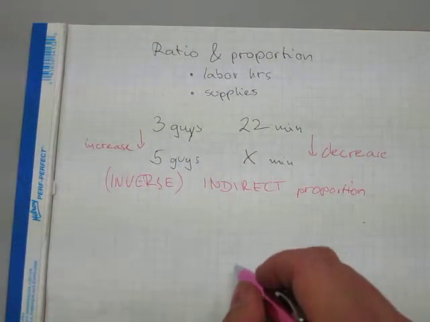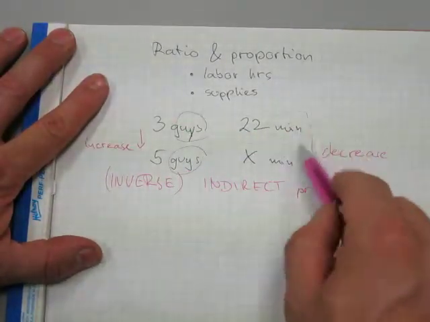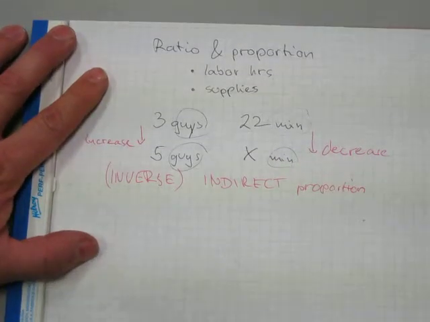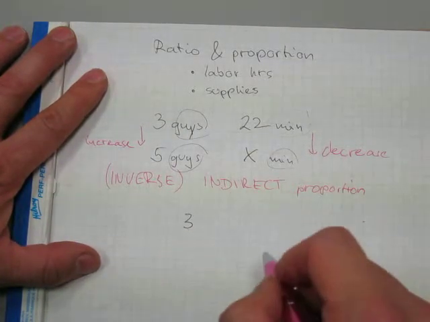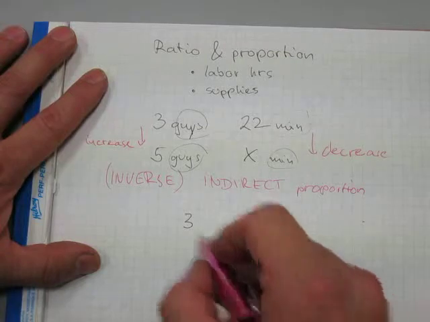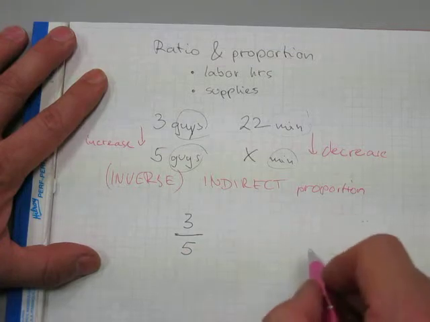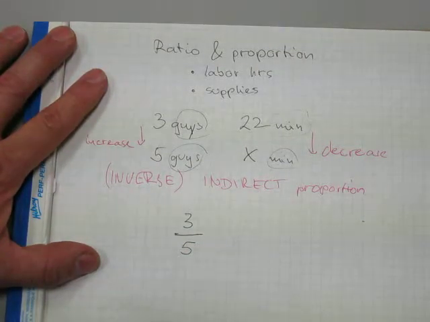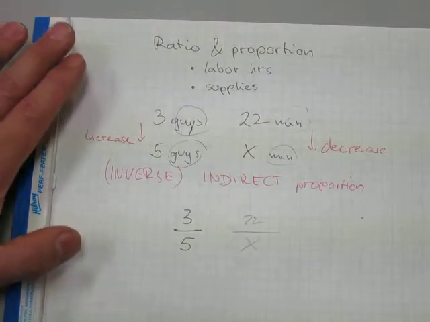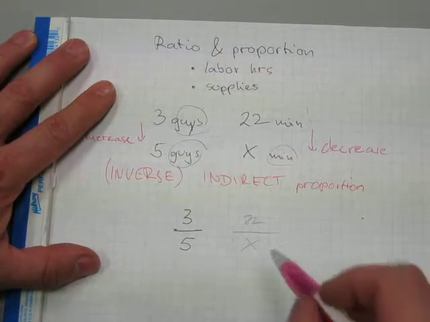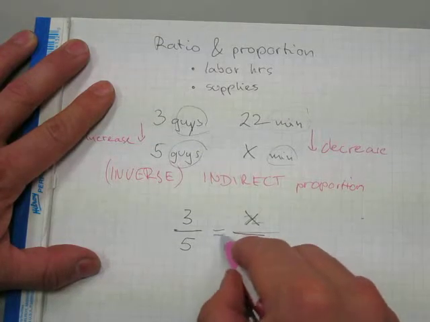Let's say what is related to what is similar to that. Here I see guys and there I see guys, and here I see time and there is time. So let's compare guys to guys and time to time. So when I have 3 people on the job, they are proportionate to the 5 people on the job, and the 22 minutes will be proportionate to the unknown amount if it is a direct proportion. But it is an indirect proportion, so the x must go up and the 22 must go down.